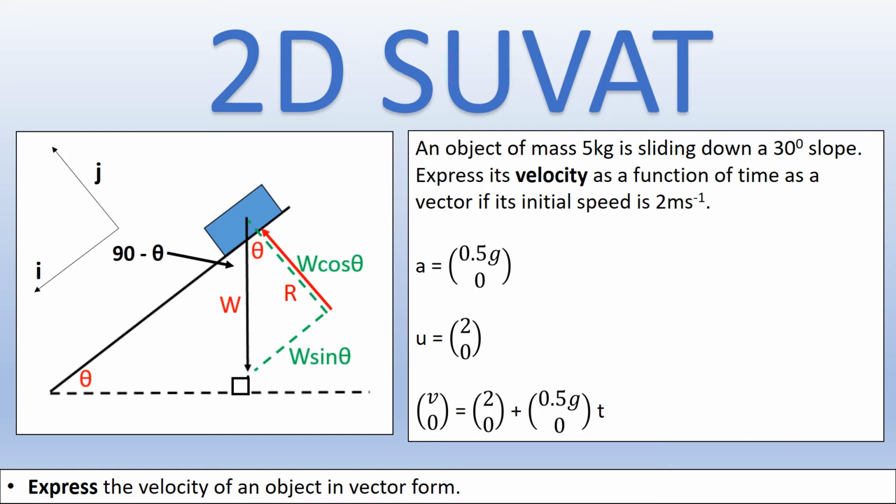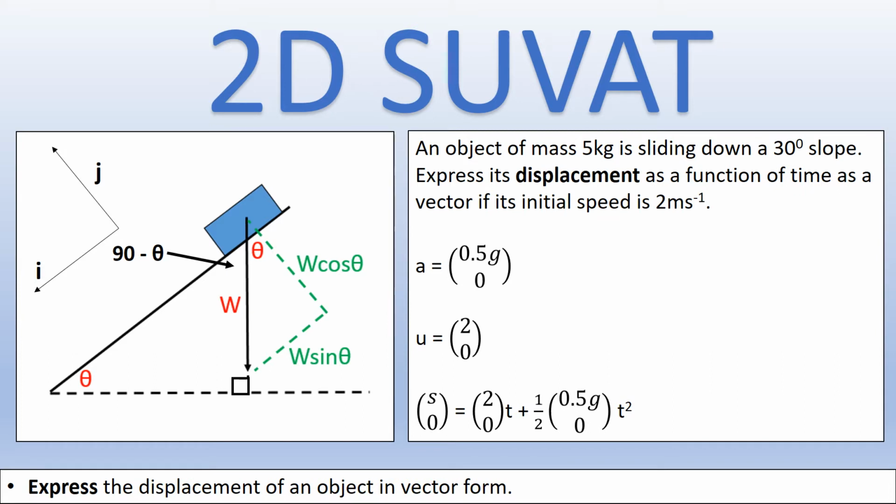Okay, so then we can get an expression for the displacement as well. So again, using the same two vectors we started with, we're going to be using s equals ut plus half at squared. We know its displacement is going to be parallel to the slope. The slope forces it to be like that. So we get s over 0 is going to be ut plus half at squared, but in vector form. So we've got it in 2 dimensions.